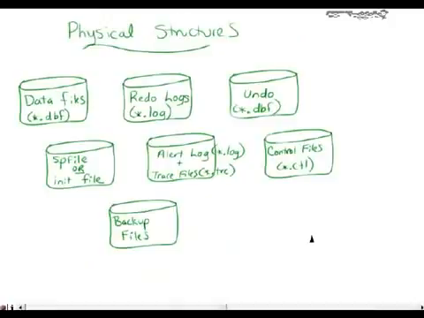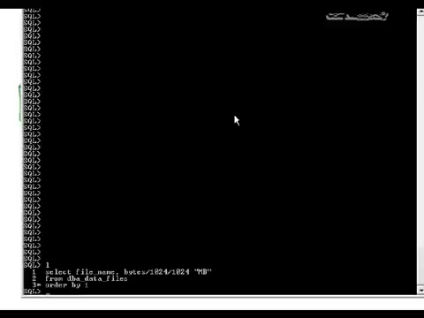Let's talk about the physical structures of your database. Now, the physical structures are those that are real files that you can see on the OS level. Well, you're definitely going to have database files. The naming convention is to have them end in .dbf. These are binary files, so if you try to open them up with a text editor, you will not be able to read them.